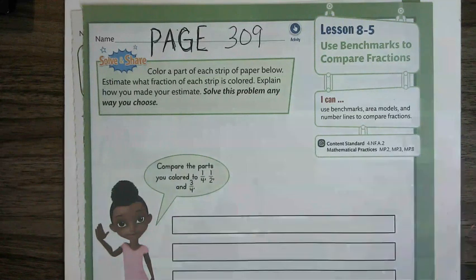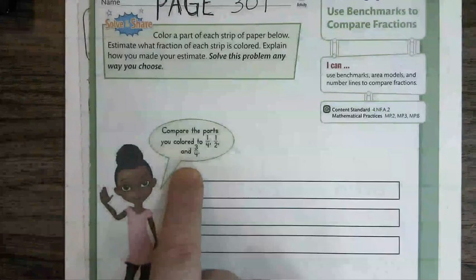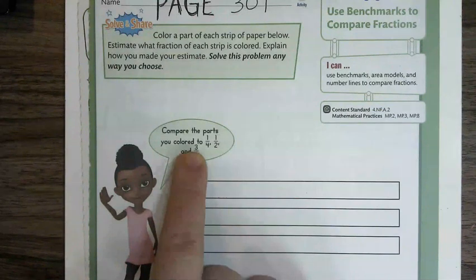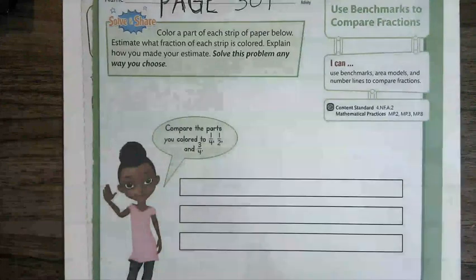I'm going to ask you right now to grab your pencil and we're going to go ahead and color in a couple of different parts here. We've got three different ones that we're going to do. My first one is 1/4. So this first one right here, we're going to color in 1/4.